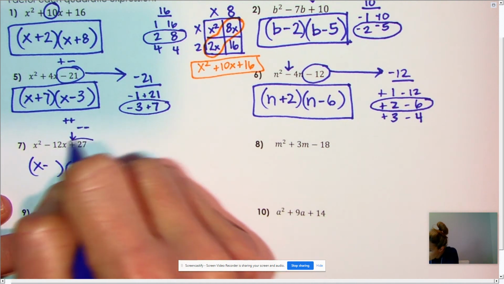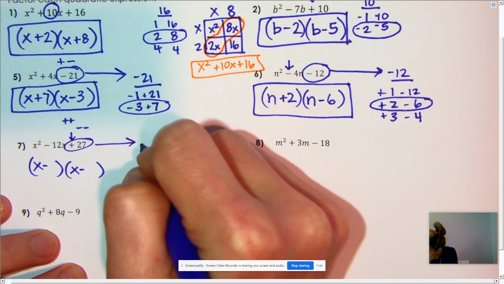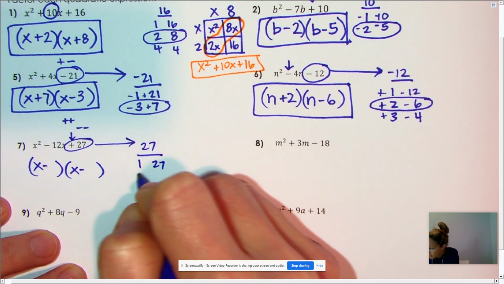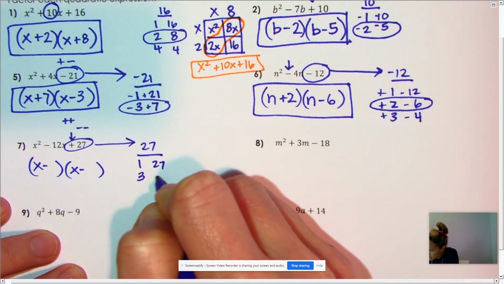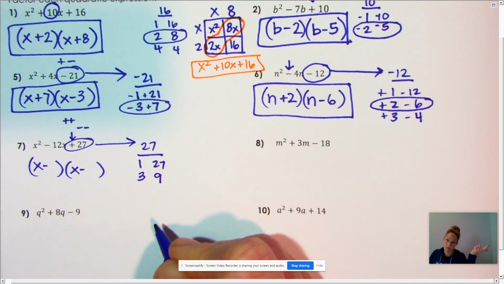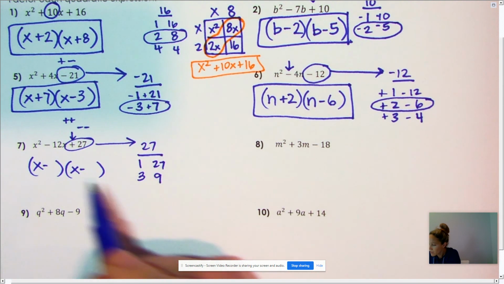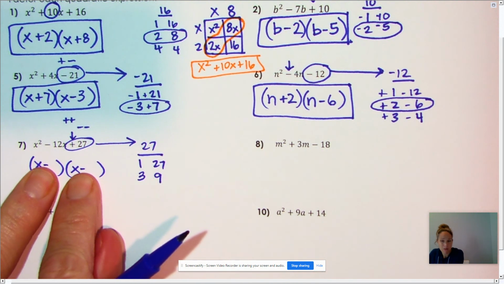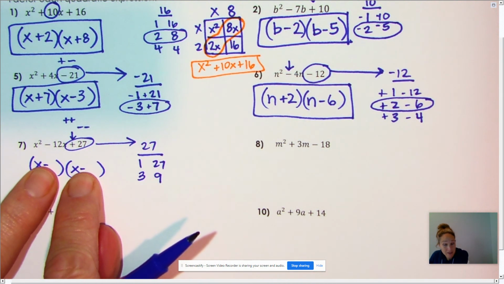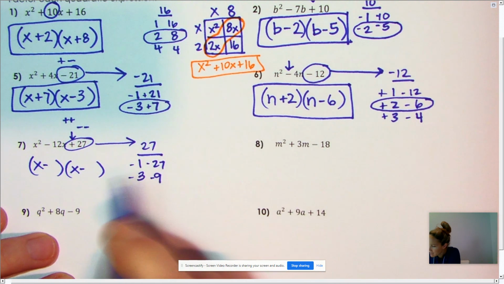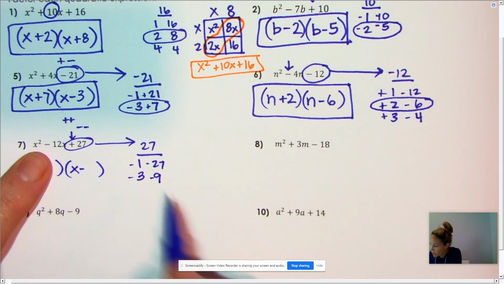So I'm going to start by taking this 27, positive 27, and I'm going to see everything that can go in there. 2 can't, but 3 could. 3 times 9. 4 can't, 5 can't, 6 can't, 7 can't, 8 can't, 9 can, but it's already on my list, so I stop. So now I know that they were negative, right? Sorry. Look back here, both negatives. So I'm going to put negative, negative, and I'm going to see which one makes negative 12.